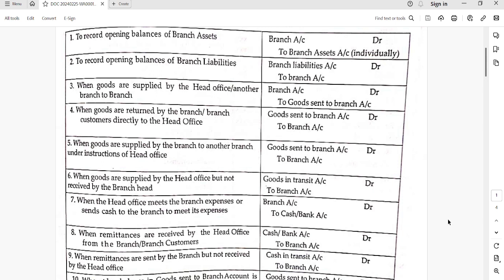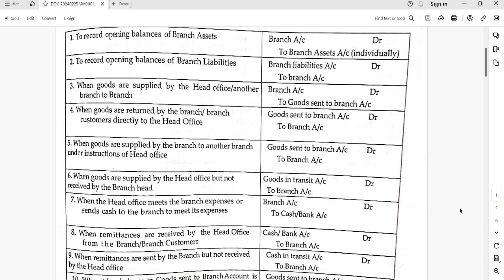Why is a branch created? Because for the head office, a branch is nothing but a debtor. Obviously, the head office sells goods to the branch. So for the head office, the branch is like a debtor. When the head office is going to receive any money from the branch, the branch should be credited and cash or bank should be debited.